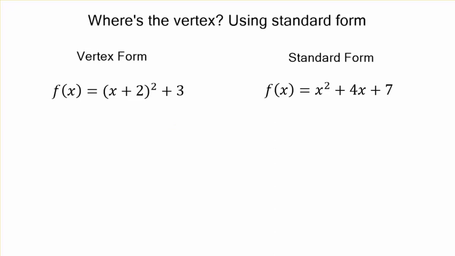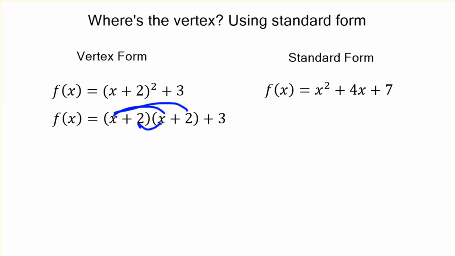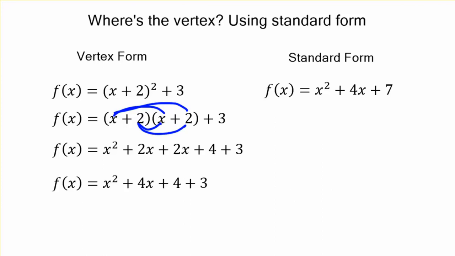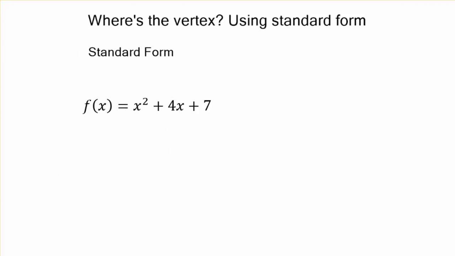That's why we call it vertex form. It shows you the vertex very easily. Well, these two are exactly the same. If you square that (x plus 2) and then FOIL that out, distribute out the x, distribute the 2, you're going to get that, and you combine your like terms. 2x and 2x gives you the 4x. The 4 plus the 3 is going to give you 7. Those are the exact equivalent, the same functions. They are equivalent to each other.